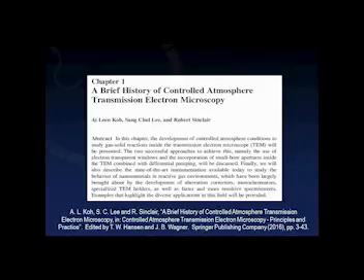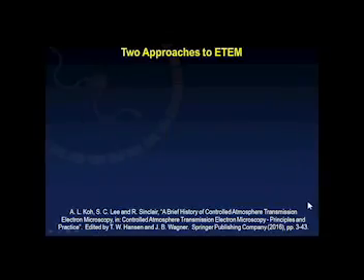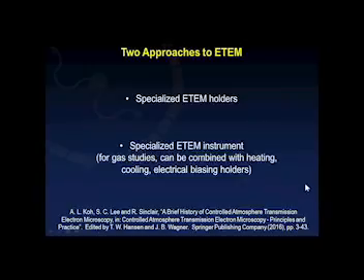Earlier this year, we published a book chapter that documents the brief history of controlled atmosphere transmission electron microscopy. So the field actually started in the 1930s, and since the beginning, there are essentially two approaches to environmental TEM. The first is through the use of specialized environmental TEM holders, and the second approach involves the use of a specialized environmental TEM microscope and instrument.